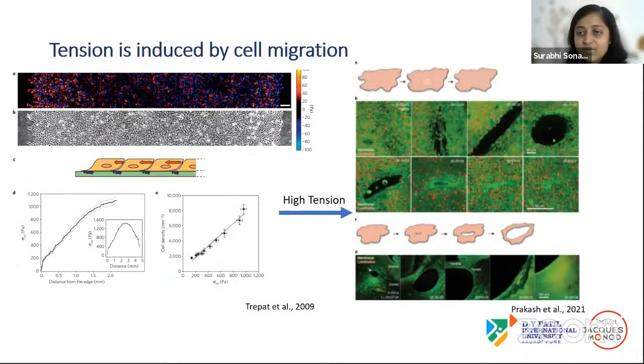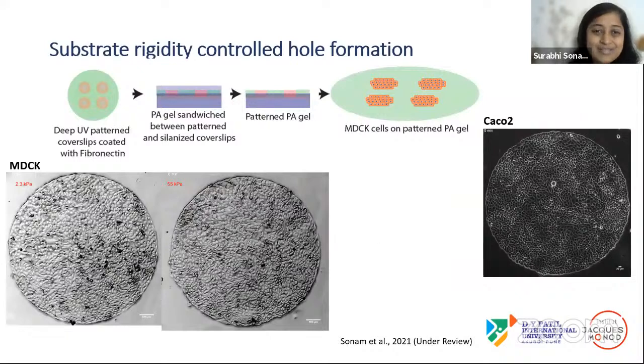Thanks. Can you go to the next slide? Thanks. So we try to understand this behavior, and just to simplify the entire system, of course, it is a much more complex system than what we were looking at, we simplified it by creating deep UV patterned coverslips coated with fibronectin, transferred them onto gels of different stiffnesses, and then we added MDCK cells on top of it.